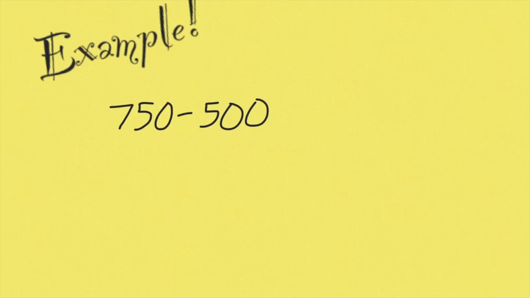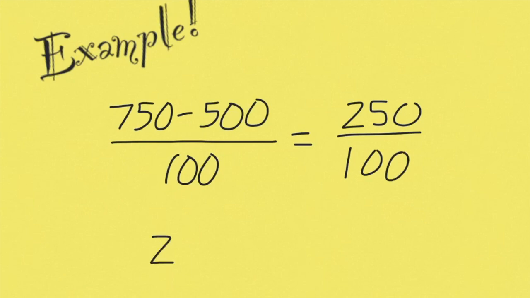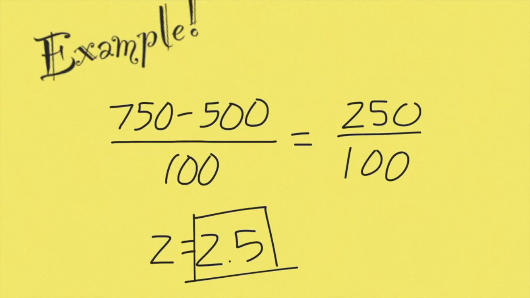So 750 is the x value minus 500, which is the mean, over the standard deviation, which is 100. That would be 250 over 100. So the z-score for your test is 2.5, which means that you scored 2.5 standard deviations above the mean, which means that you did really well compared to everybody else.